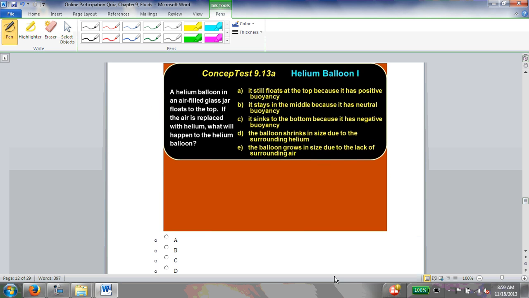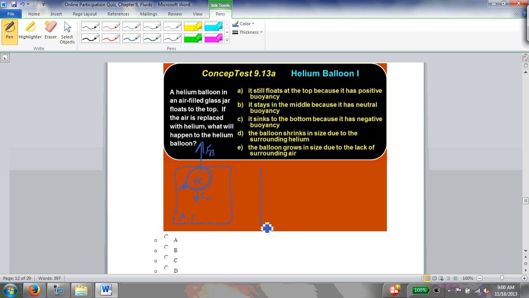Helium balloon and air-filled glass jar floats to the top. If the air is replaced with helium, what will happen to the helium balloon? So I have this glass jar. It's filled with air. And in the case of the air, if I have a helium balloon, it's going to look like it'll go up to the top. The reason is because the buoyant force is greater than the weight force of the balloon.